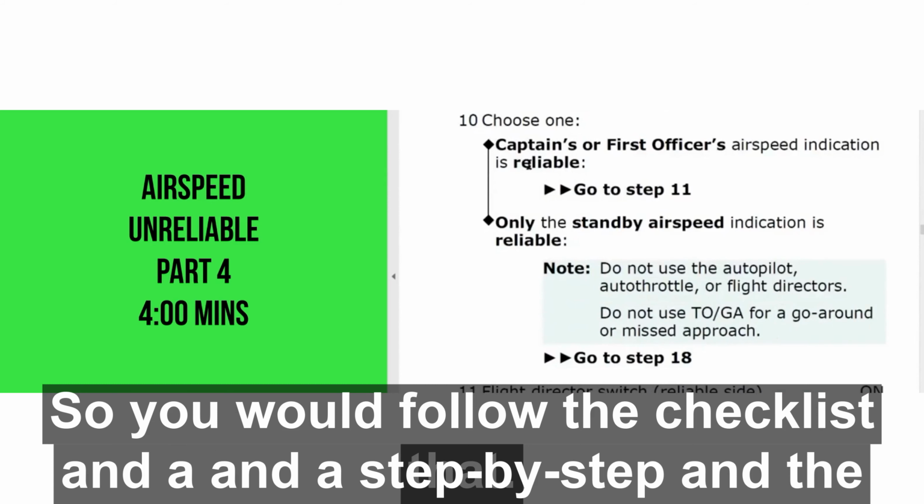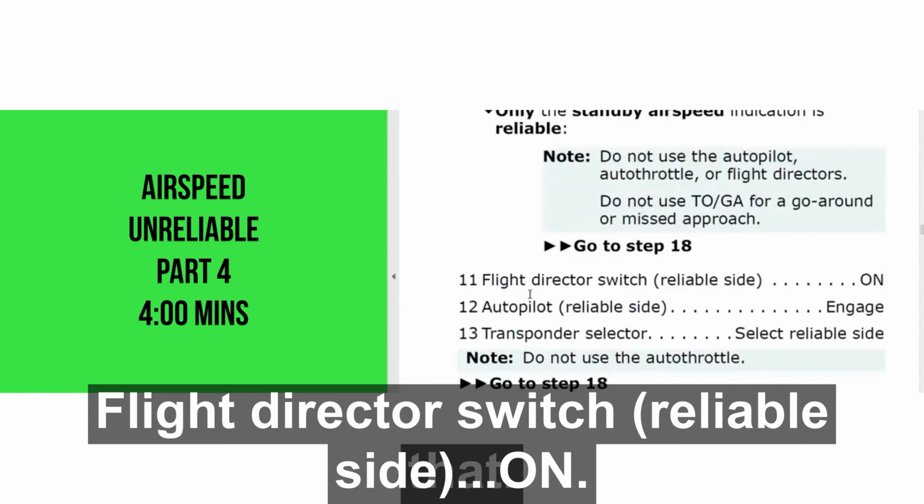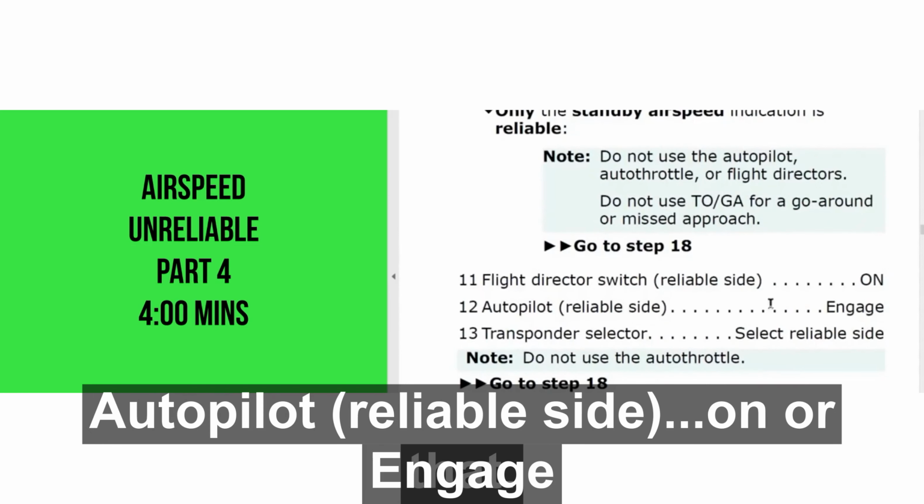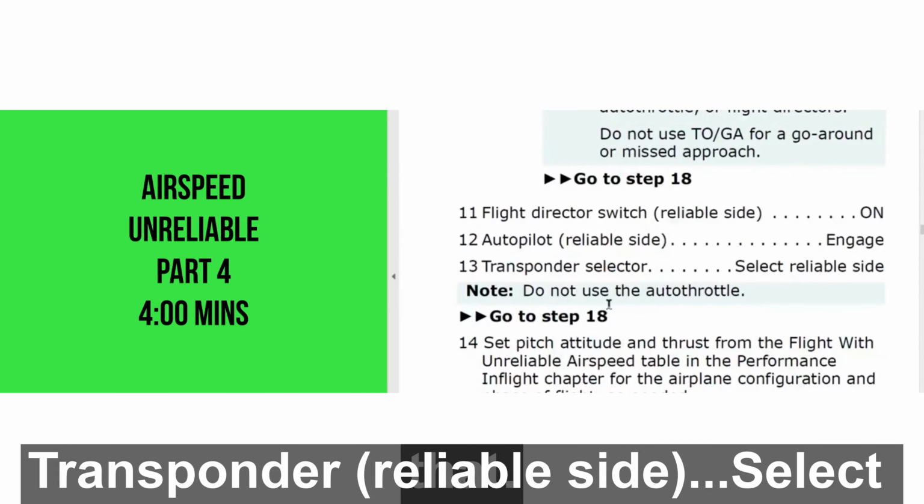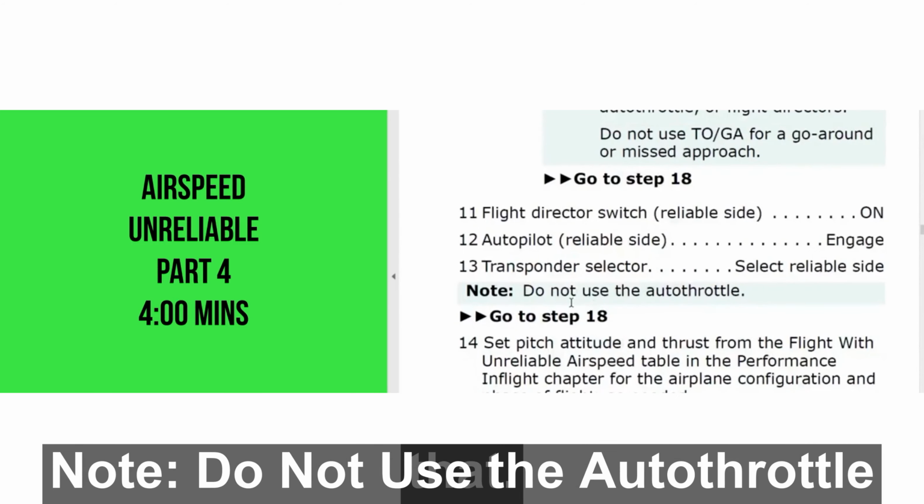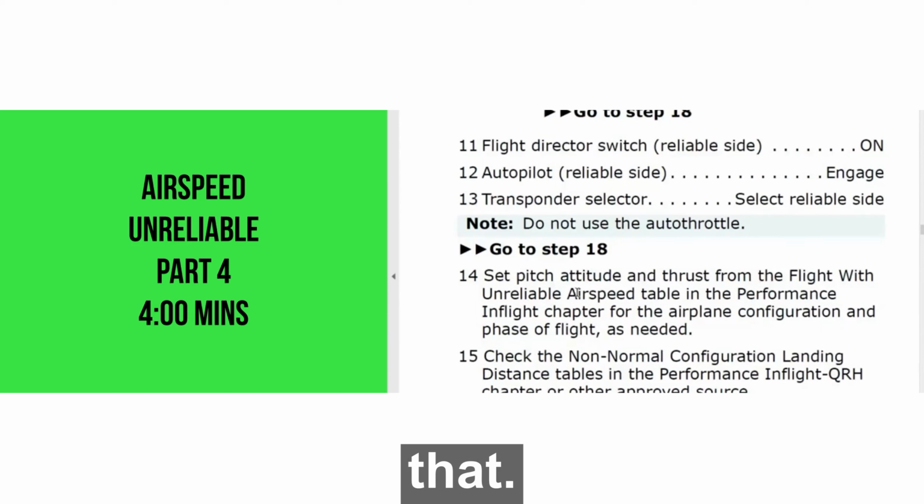And the captain's or first officer's airspeed indication is reliable. Go to step 11. Flight director switch, reliable side on. Autopilot, reliable side on, or engage. Transponder, reliable side select. Do not use the auto throttle. Too many reasons why it could cause other problems. I won't go into that now. Go to your FCOM 2 and you'll find out.